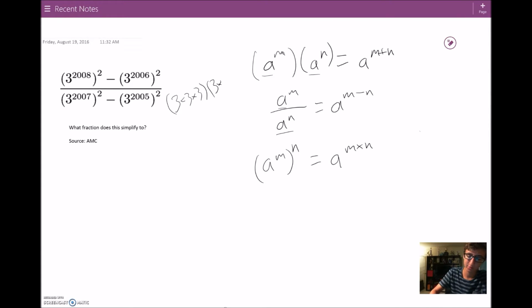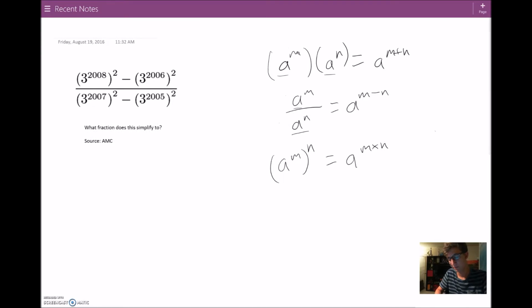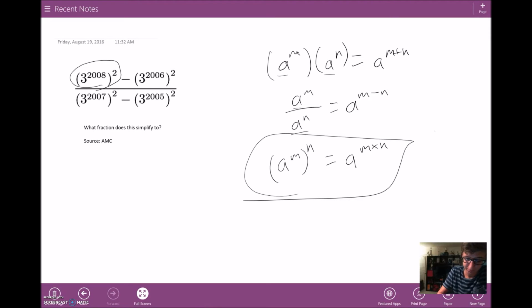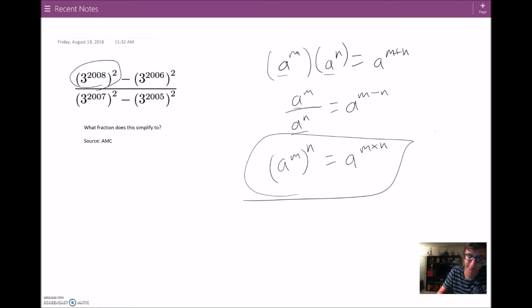So, instead of going through more facts, let's get to the problem. So we have 3 to the power of 2008 to the power of 2 minus 3 to the power of 2006 to the power of 2, over, alright, you guys can read. For this first part, we have to use our equation right here, and let's simplify this part. So that's going to be 3 to the power of, do the math for me, yeah, 4016.